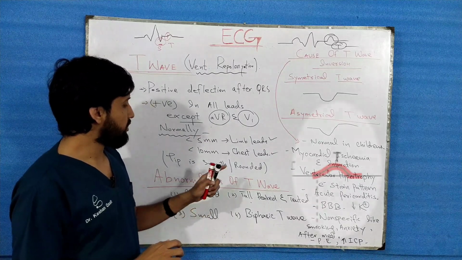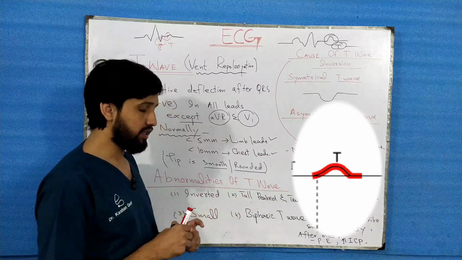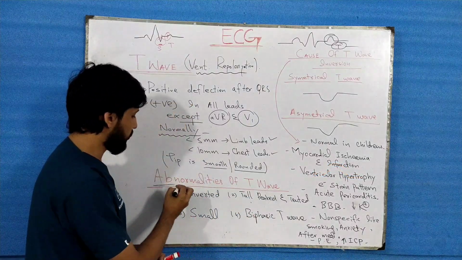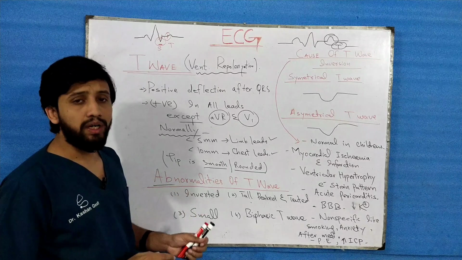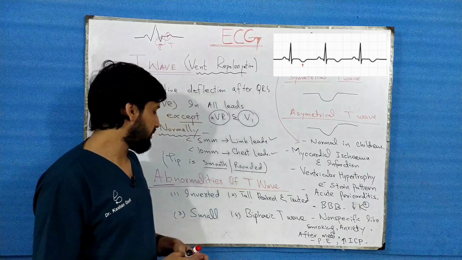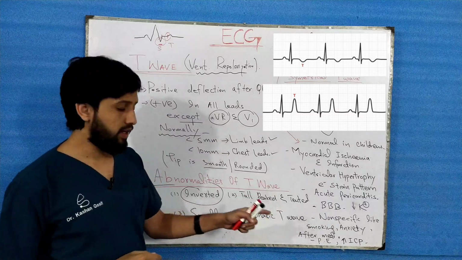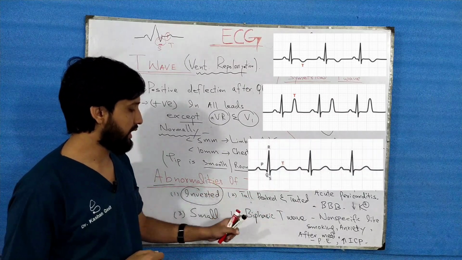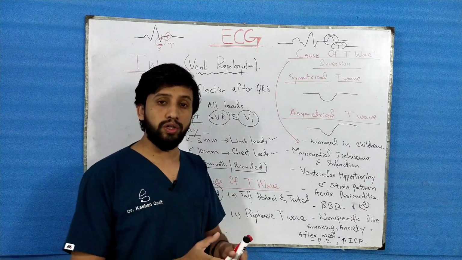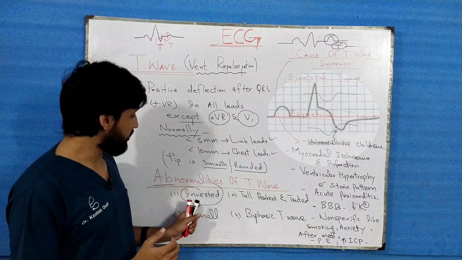Next comes its shape, which is a smooth rounded shape normally, but there are abnormalities. The abnormalities of the T wave involve inversion of the T wave, then the tall peaked or tented T wave. There can also be a small wave, or a biphasic T wave. These are all the abnormalities of the T wave you will notice on an ECG paper in different clinical conditions. So coming to the first one, which is the inverted T wave.